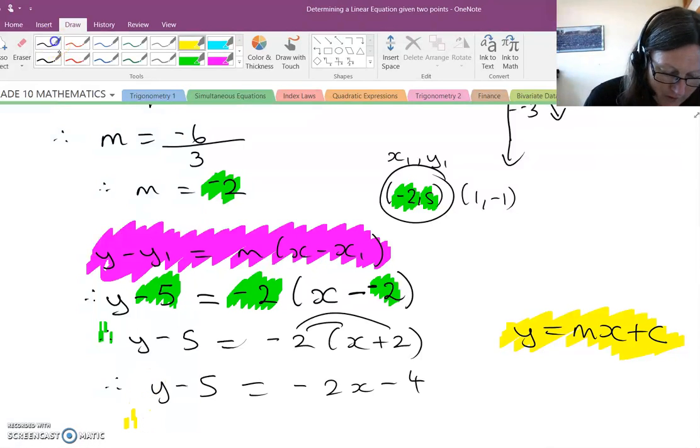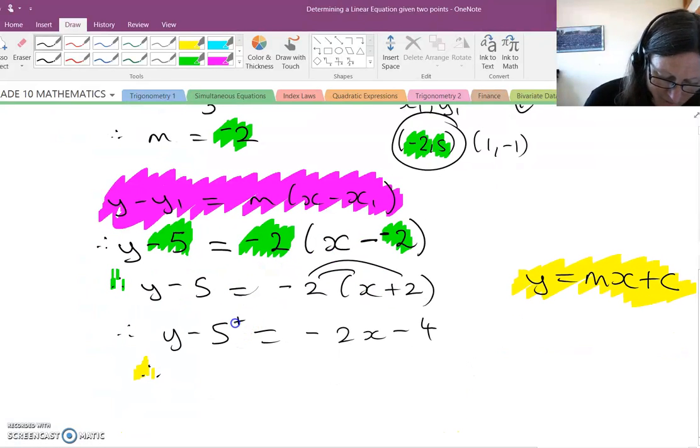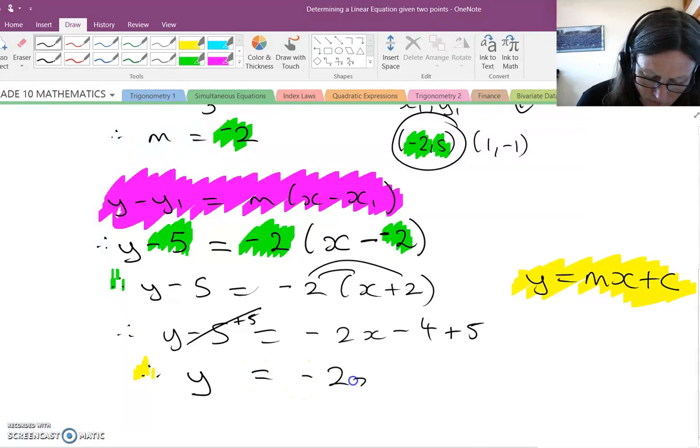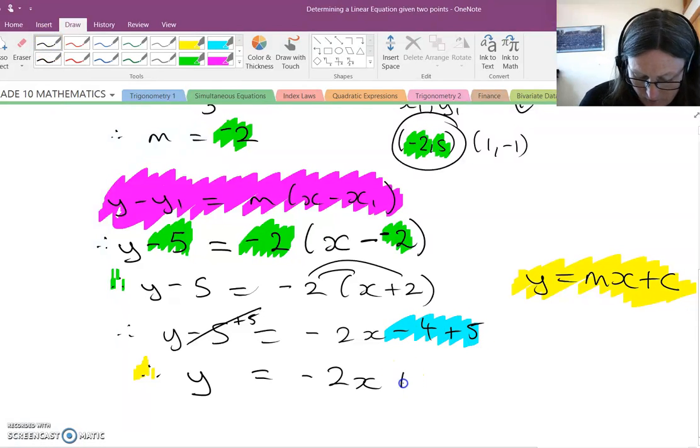So the only thing I want on the left-hand side is the y. So I'm going to add 5 to this side, which will cancel the 5s. So I need to add 5 to that side. So I'm left with the y on the left, which is what I want. And then I've got -2x, and I combine these two here, and when I combine that, I get +1.